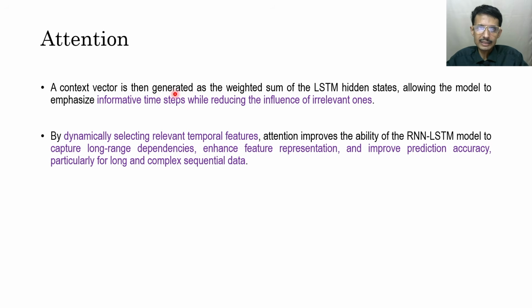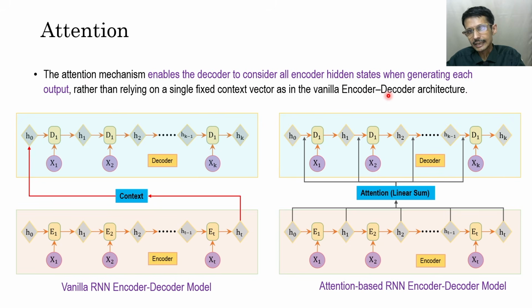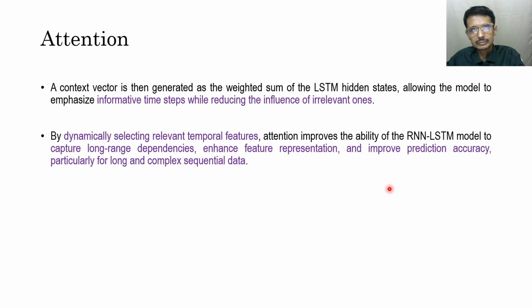So a context vector is then generated as the weighted sum of LSTM hidden states, as we have shown here, that this is the weighted sum of encoder hidden states like this. Detailed things will come later, but this is a weighted sum. Okay. The weighted sum allows the model to emphasize the informative time steps while reducing the influence of irrelevant ones. So we dynamically select relevant temporal features.